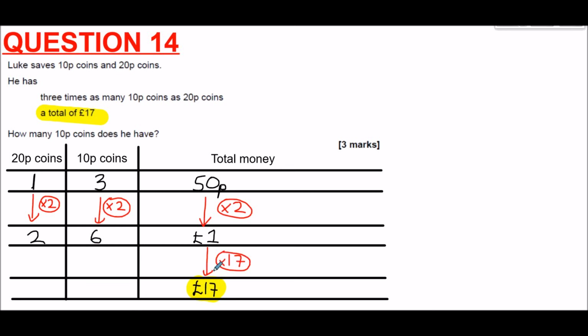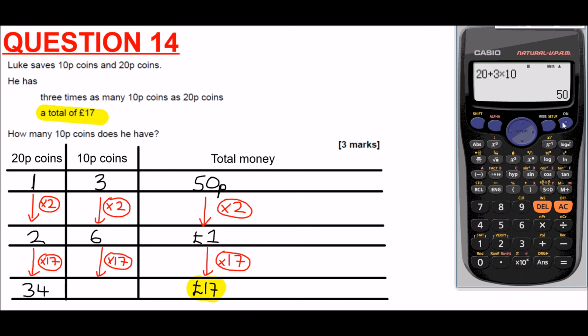And again, in the same way, if we multiply this by 17, we do the same to the numbers of coins. If we want 17 times as much money, we need 17 times as many coins. So multiply the number of 20p's by 17, and the same for the number of 10p's. So 2 times 17 is 34. 6 times 17, I think, is 102, but let's just double check. 6 times 17 equals 102.